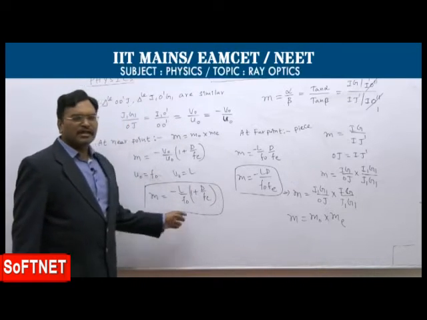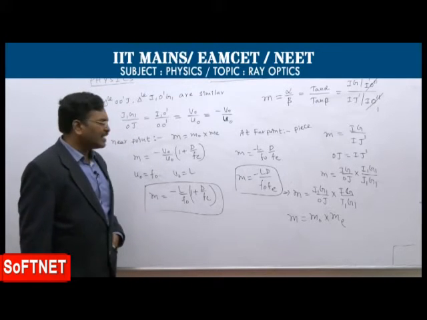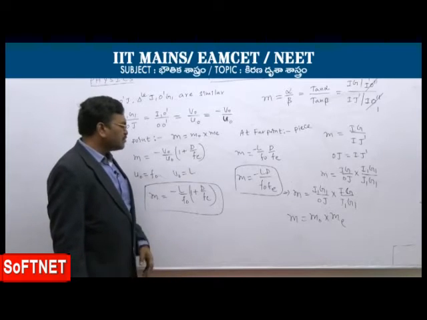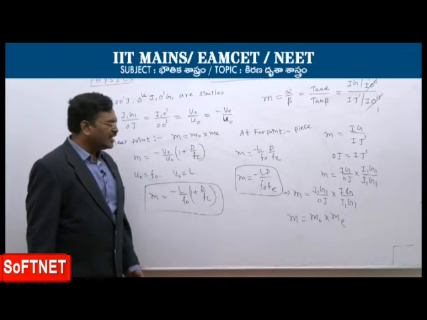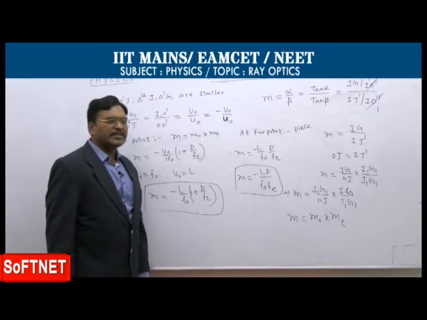What is F naught? Focal length of objective. What is Fe? Focal length of eyepiece. What is L? Length of the compound microscope. D, already you know that, least distance of distant vision. Okay. Now, I explain some problems.